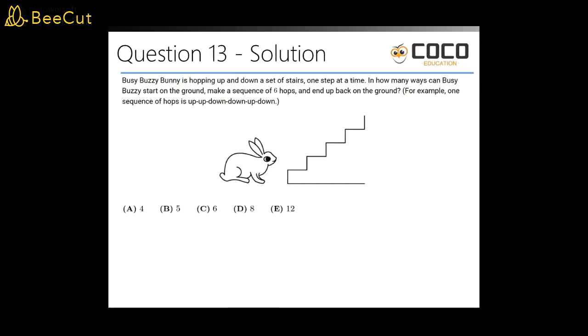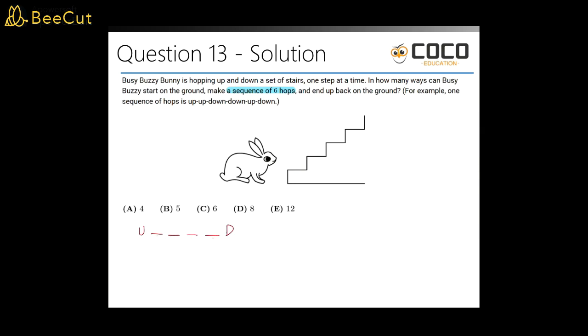Question 13. So we have a sequence of 6 steps. Each time is either up or down. But we know the first one must be up, because at first it's on level ground, so it cannot go down. Then these 4 hops can be up or down. The last one must be down. The last one is down, the first one is up. So we can only change those 4 in the middle.